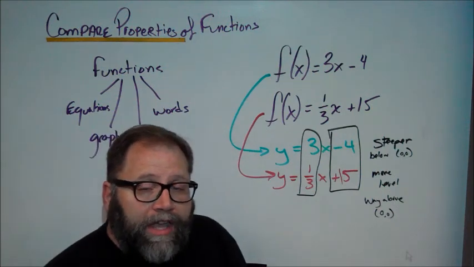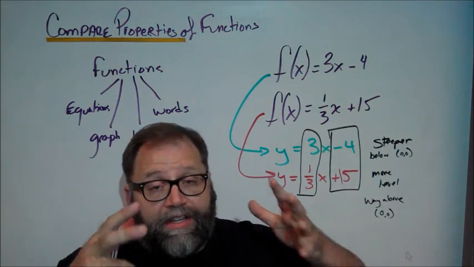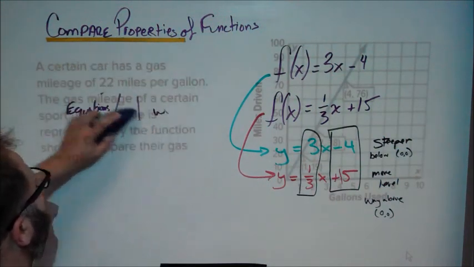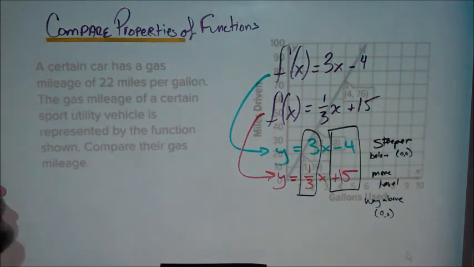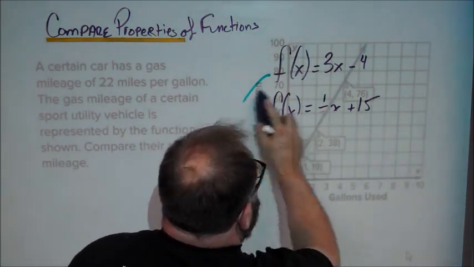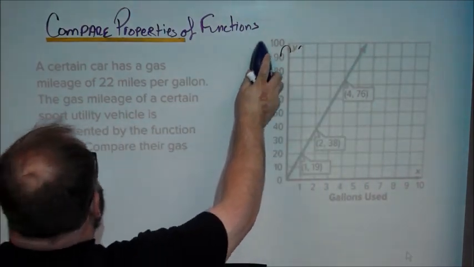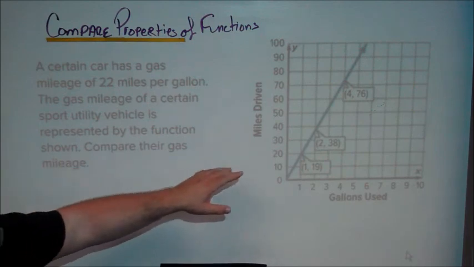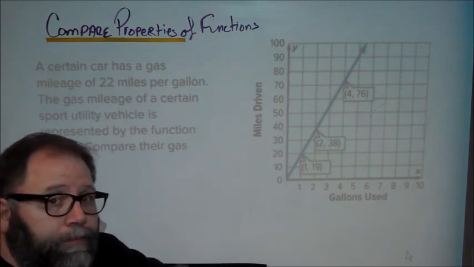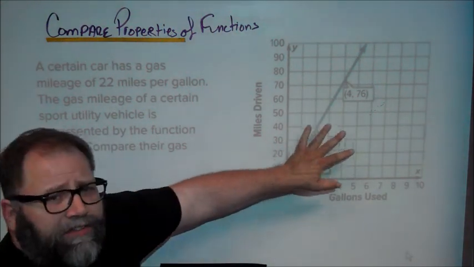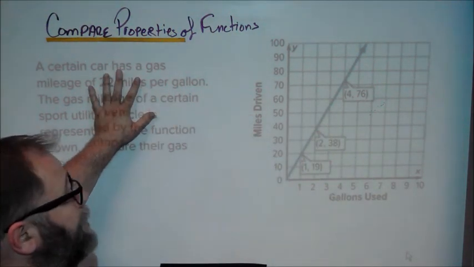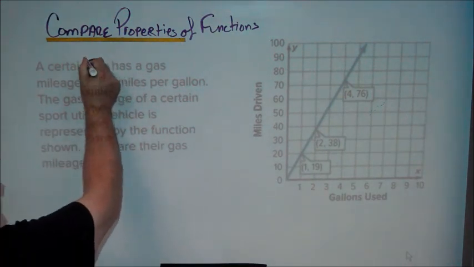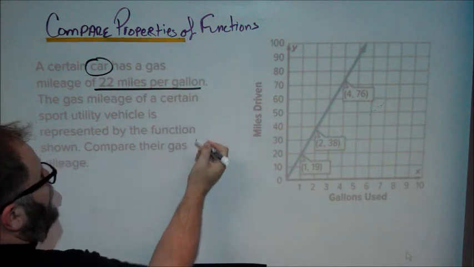Those are the properties we're going to look at, but we're going to look at them in the context of a real-world problem. All right, so let's get to that real-world problem. A certain car has a gas mileage of 22 miles per gallon, and the gas mileage of a certain sport utility vehicle is represented by the function shown. Here's the twist: they're going to give us the functions in two versions, words and graph. There are two functions here. The first one is a car that gets 22 miles per gallon.